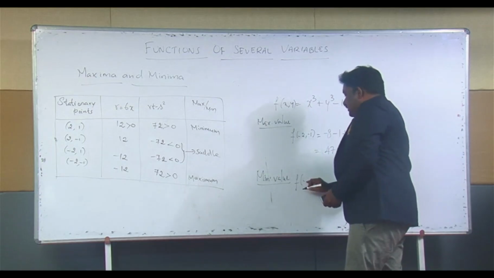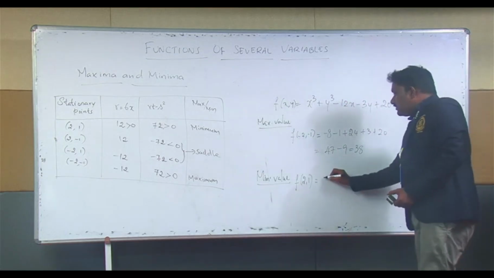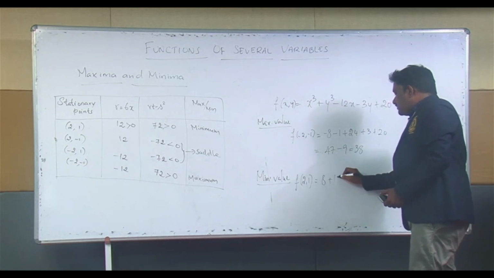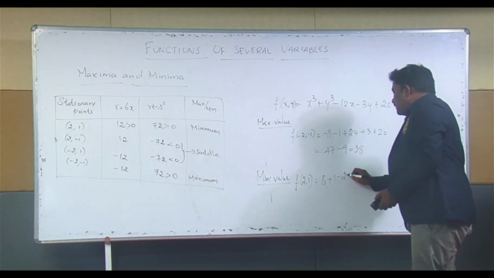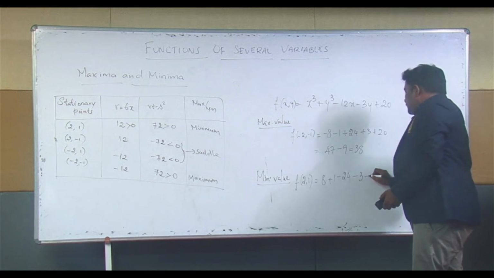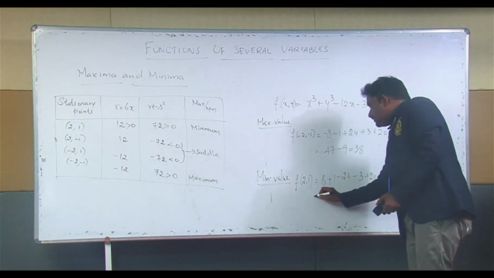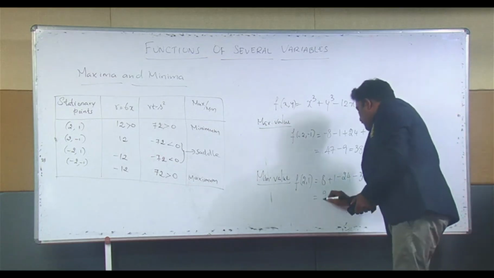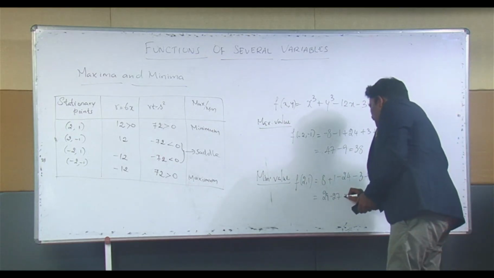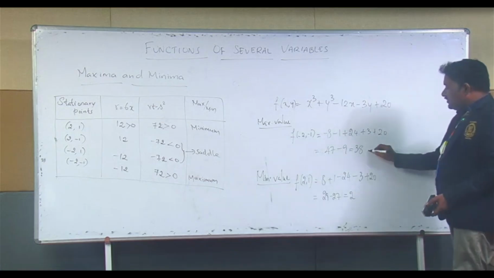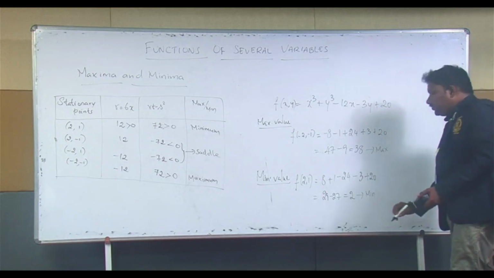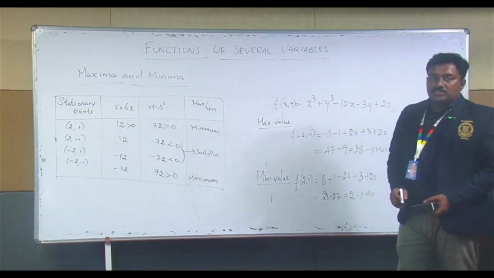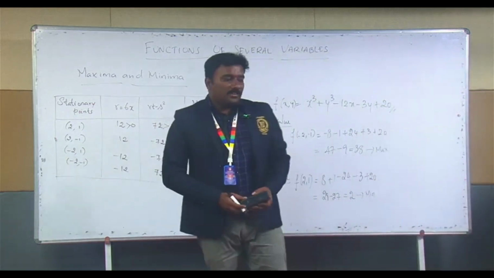is f of the point (2, 1), and if you take this, it is 8 plus 1 minus 12, minus 24 minus 3 plus 20. So it becomes 29 minus 27, which is 2. So this is the maximum value and this is the minimum value of the given function, right. So we will go for one more example.